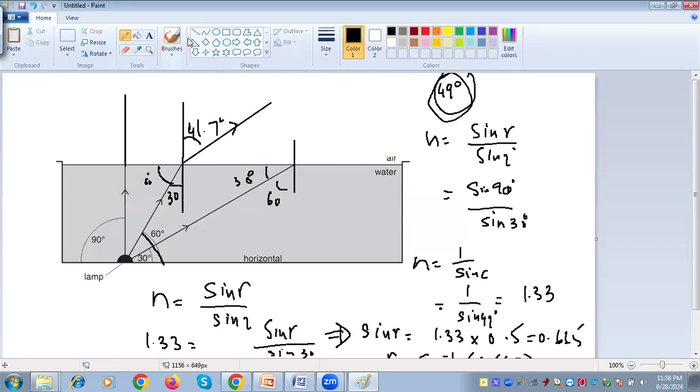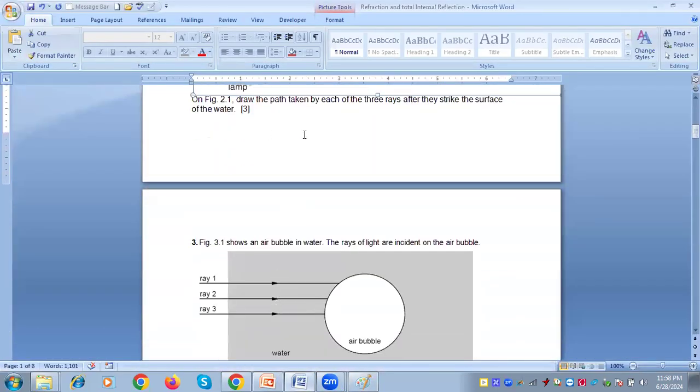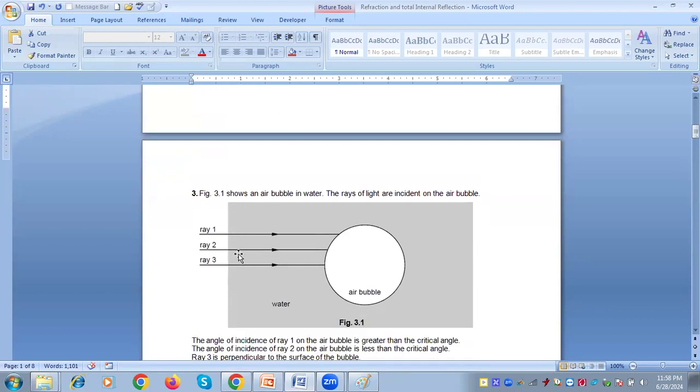So it means this will undergo total internal reflection. It will come back to the same medium. And this angle will also be 60. Yeah, so this question is done. So we have drawn all the paths. So we have scored 3 marks, 1 mark for each ray.